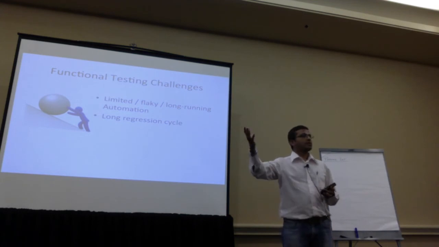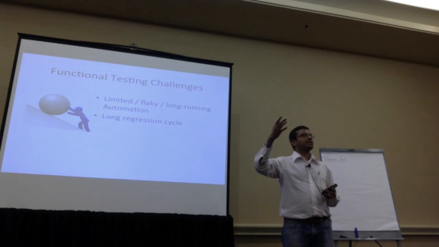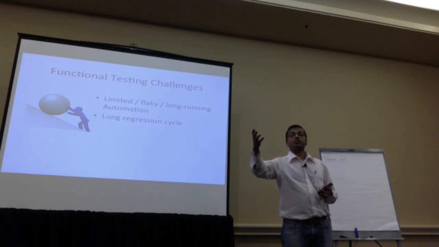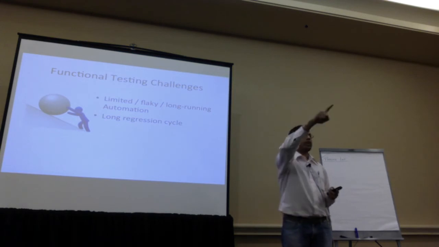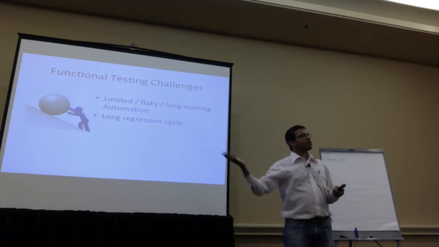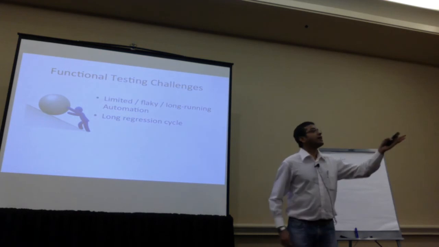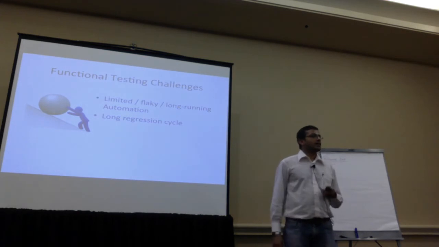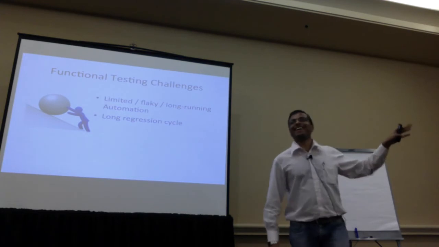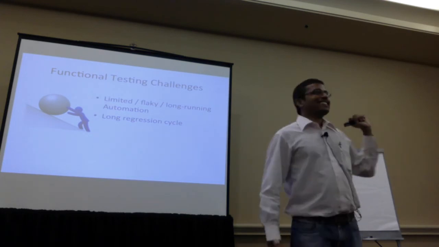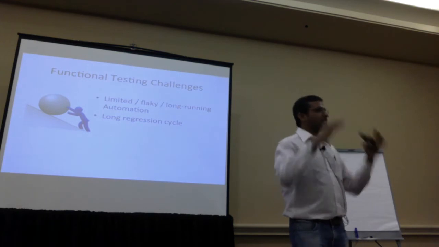6 weeks? Anyone less than that? 2 weeks. 2 weeks, okay. 1 week. 1 week. Anyone beyond 6 weeks? 8 weeks. 8 weeks, okay. You're talking about a successfully run regression cycle. That's a separate debate. So it's just the planned regression cycle.